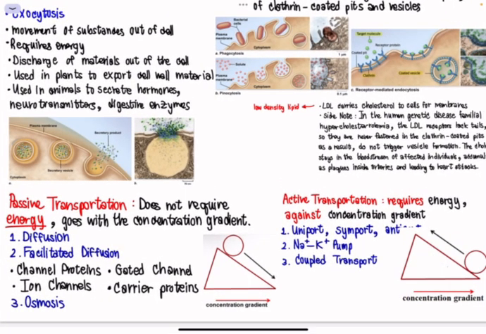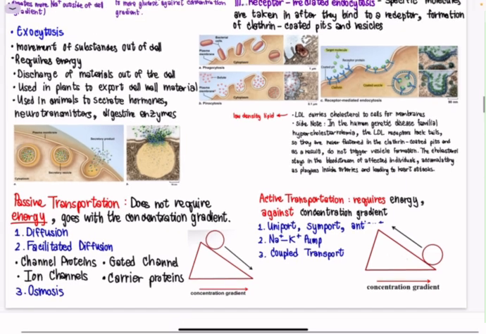So, in conclusion, passive transport does not require ATP, and it goes from high concentration to low concentration. It has three types: first, diffusion; second, facilitated diffusion; and third, osmosis. Active transport requires ATP. It goes from low concentration to high concentration. It also has three types: first, uniport, symport, and antiport; second, the sodium potassium pump; and third, coupled transport.